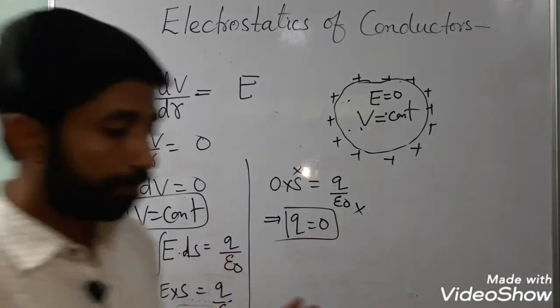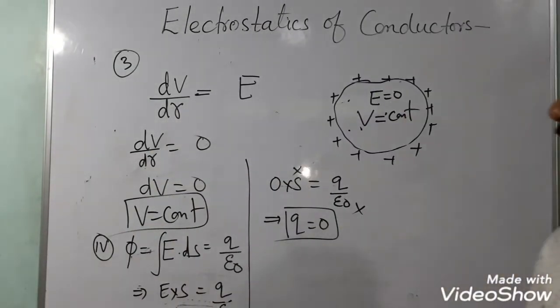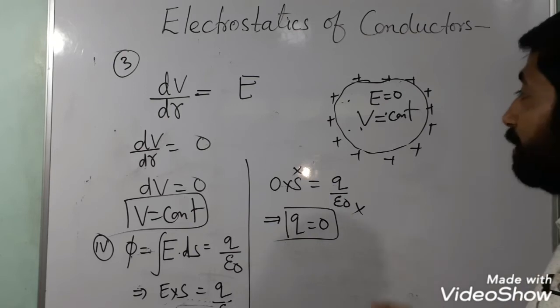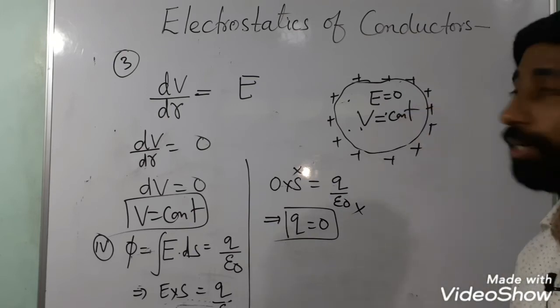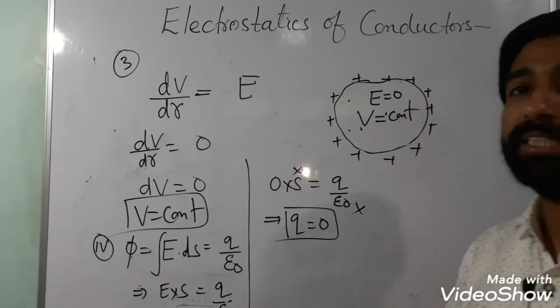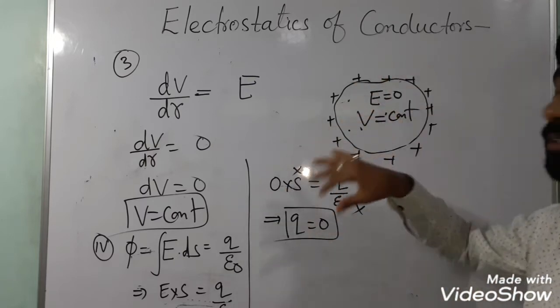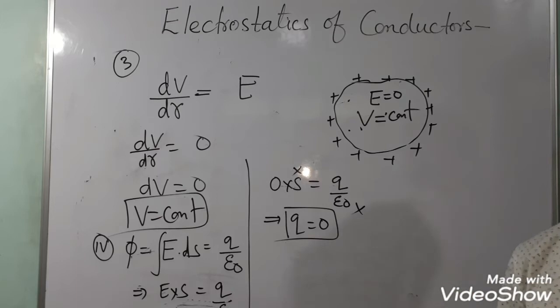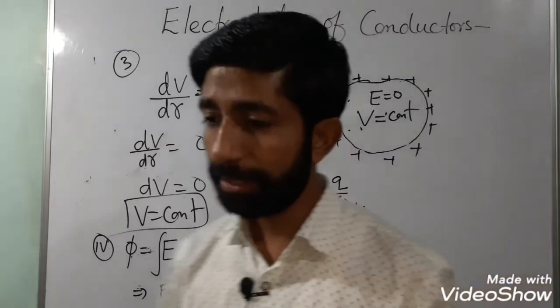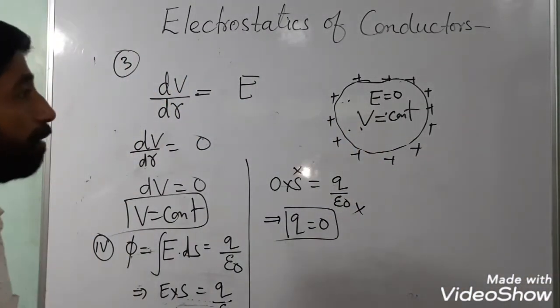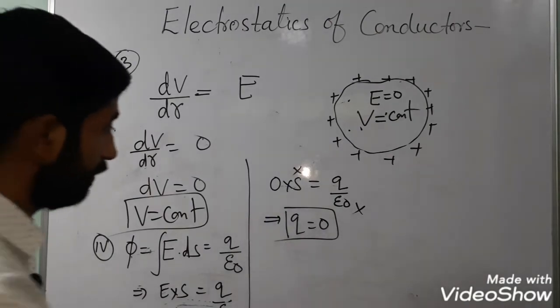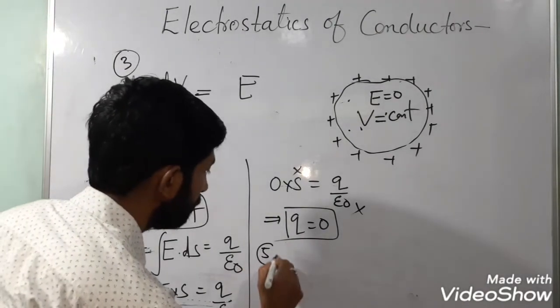So the fourth property is that no conductor can have excess charge inside it when it is either charged or placed in any external electric field, and whatever happens, all the charges go out. Okay, this is property number four, and next we will have the fifth.